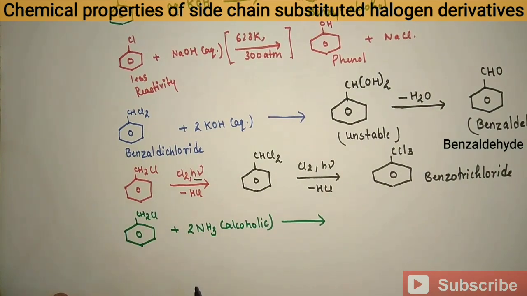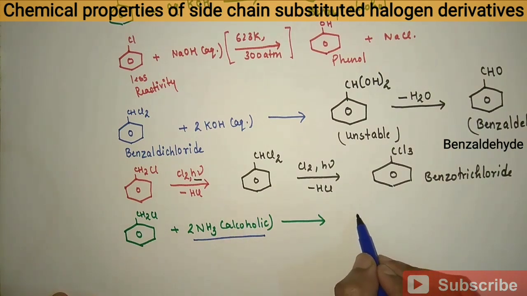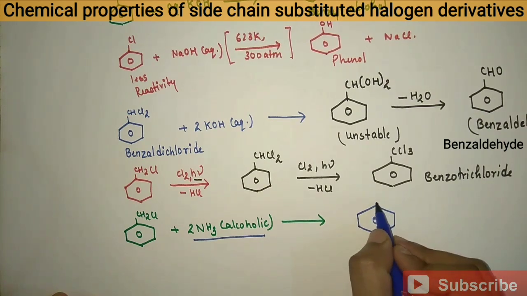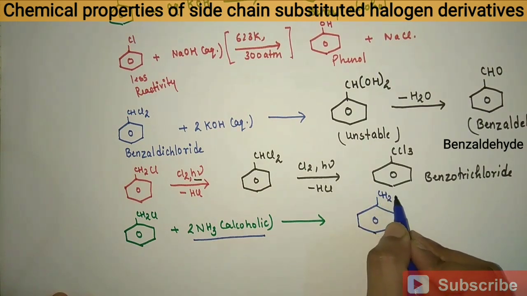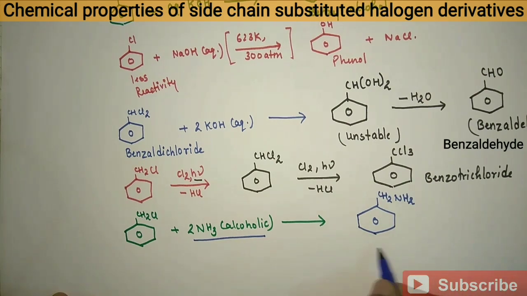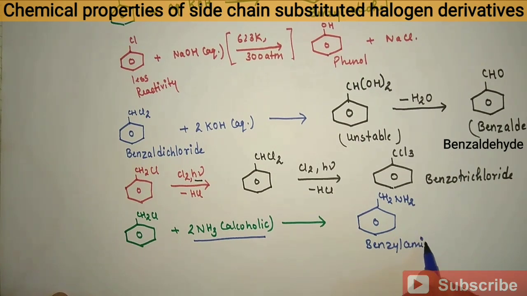Now the next reaction is reaction with alcoholic ammonia. Okay, so what happened when our benzyl chloride reacts with the alcoholic solution of ammonia? It reacts to form the benzyl amine. Okay, that is CH2NH2. This is benzylamine, and the byproduct will be ammonium chloride. Okay, so this is the reaction of benzyl chloride with alcoholic ammonia.